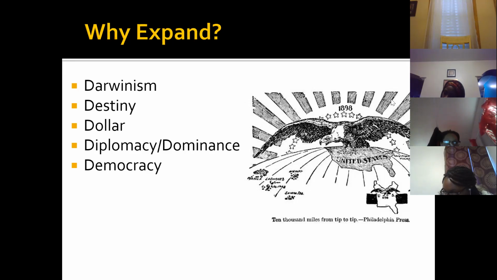So again, very quickly, Darwinism, Americans should help the uncivilized or unfit. Destiny, Americans have the God-given right to expand. Dollar, Americans should expand and increase trade and their economic standing. Diplomacy, Americans should establish their power in the global economy and politics. And finally, democracy, Americans should spread the ideas of democracy to other lands that have unsuitable governments.